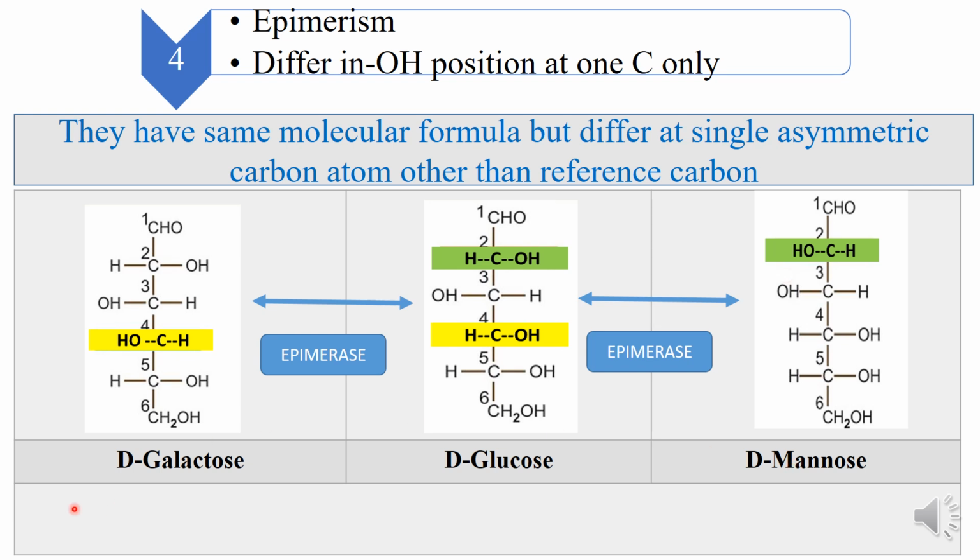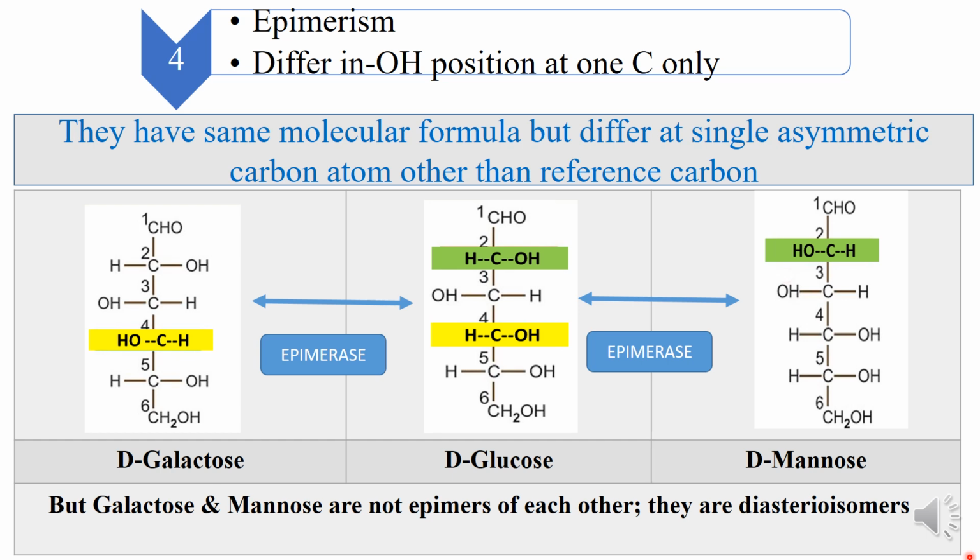So, glucose is convertible to galactose with the help of enzyme epimerase, and same way glucose can be converted to mannose by the enzyme epimerase. These reactions are important in our biochemical processes. We know that glucose has two epimers, that is galactose and mannose, but galactose and mannose themselves are not epimers of each other, but they are diastereoisomers, which means they vary. The position of hydroxy group and H atom vary at more than one carbon atom.